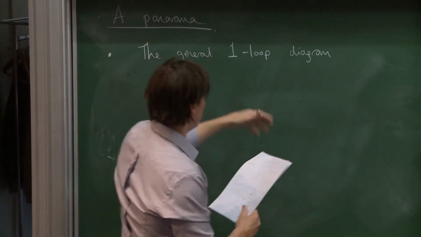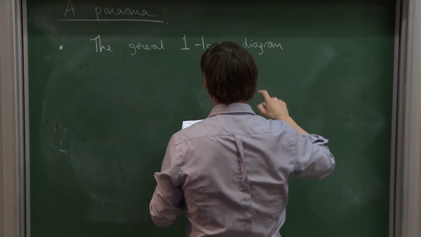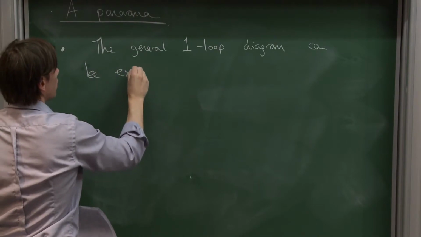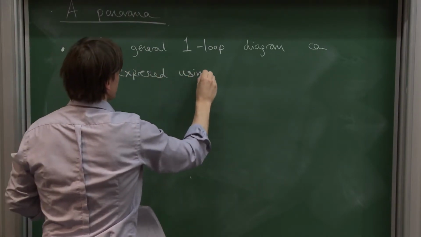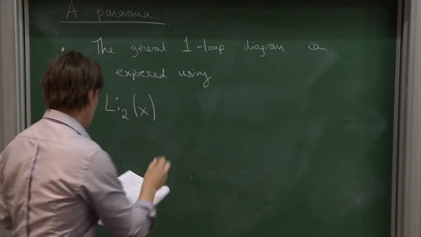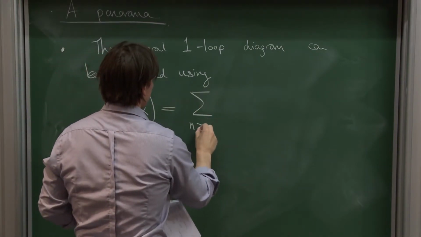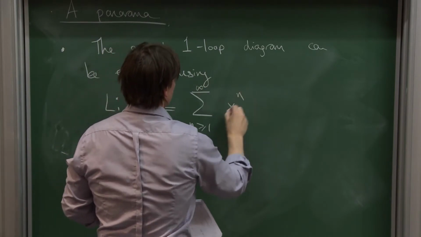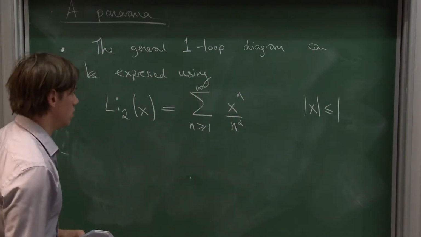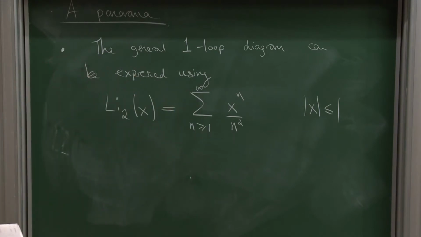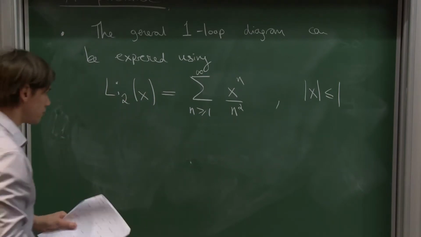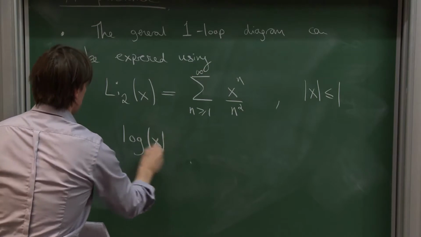Okay, so back to these scalar diagrams. The one-loop diagram can be expressed using a single function, well, or two functions rather. Well, the dilogarithm. The dilogarithm is defined by the following sum: sum of x to the n over n squared. So this converges for mod x less than or equal to 1 and has an analytic continuation to C. It's a multi-valued function. And the logarithm.